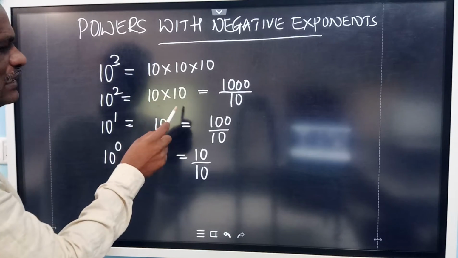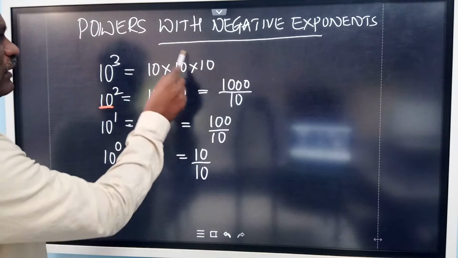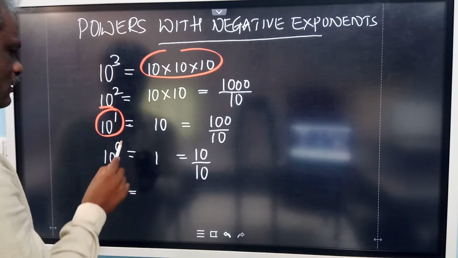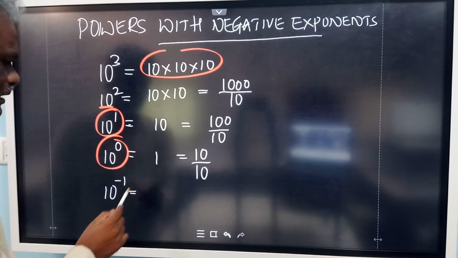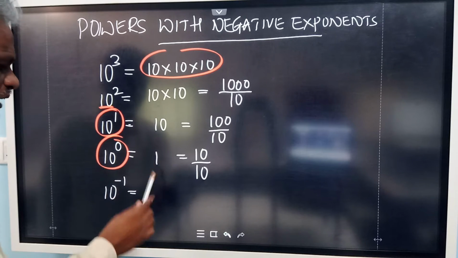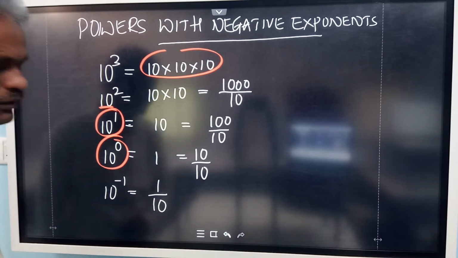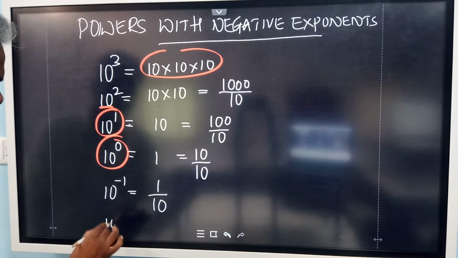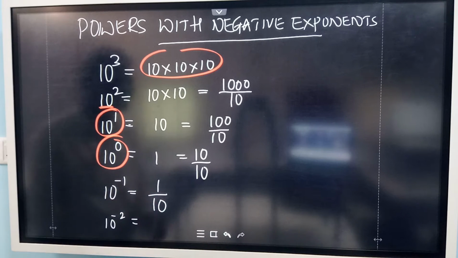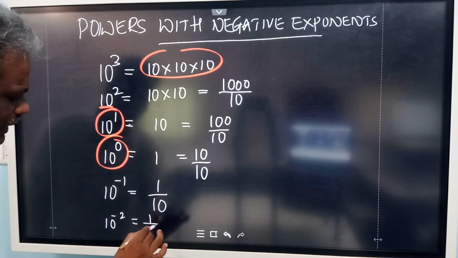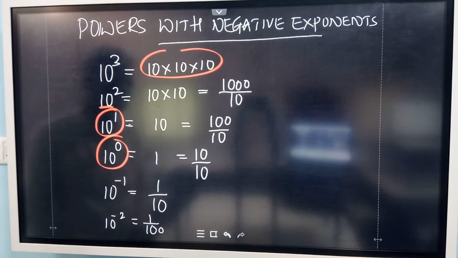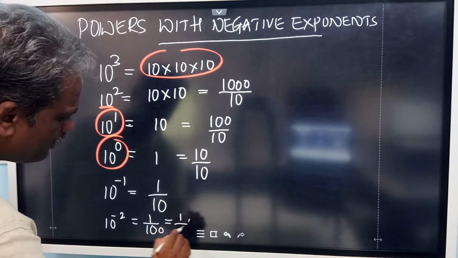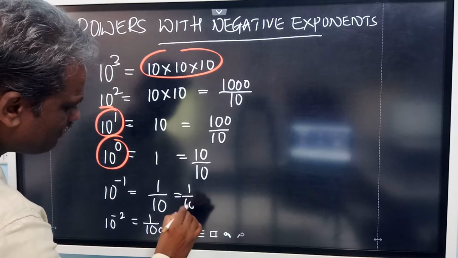See, every time we are dividing the previous number. To get 10 to the power 2, we divided 1000 by 10. To get 10 to the power 1, we divided 100 by 10. To get 10 to the power 0, we divided 10 by 10. To get 10 to the power minus 1, we should divide 1 by 10. So this must be equal to 1 by 10. Similarly, for 10 to the power minus 2, divide by 10 again. 1 by 10 divided by 10 is 1 by 100, which is the same as 1 by 10 to the power 2.